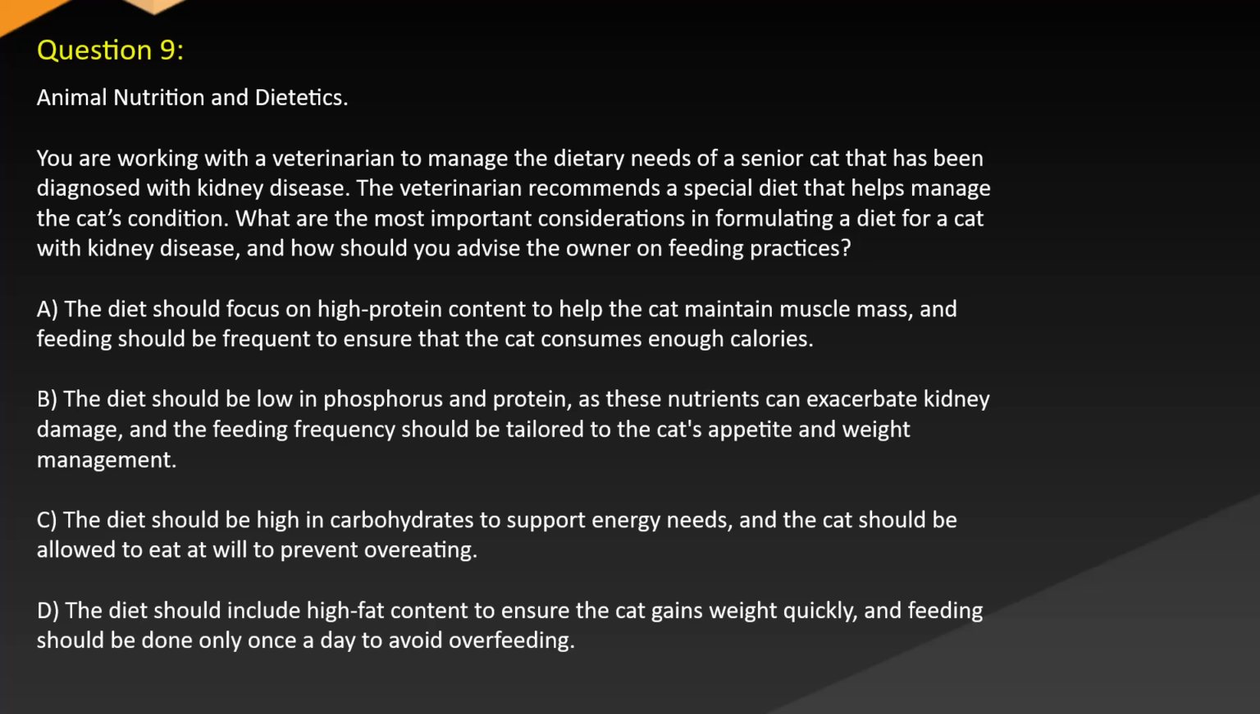A. The diet should focus on high protein content to help the cat maintain muscle mass, and feeding should be frequent to ensure that the cat consumes enough calories. B. The diet should be low in phosphorus and protein, as these nutrients can exacerbate kidney damage, and the feeding frequency should be tailored to the cat's appetite and weight management. C. The diet should be high in carbohydrates to support energy needs, and the cat should be allowed to graze to prevent overeating. D. The diet should include high fat content to ensure the cat gains weight quickly, and feeding should be done only once a day to avoid overfeeding.